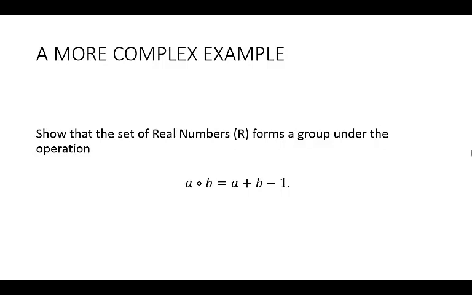Now let's look at a more complex example. Show that the set of real numbers forms a group under the operation A operation B equals A plus B minus 1. Again, we've got our set, which is real numbers, and our operation is given there. So closure.